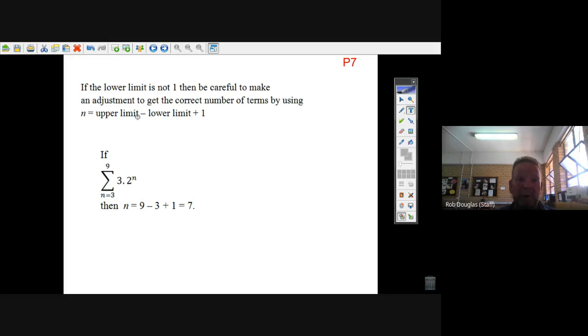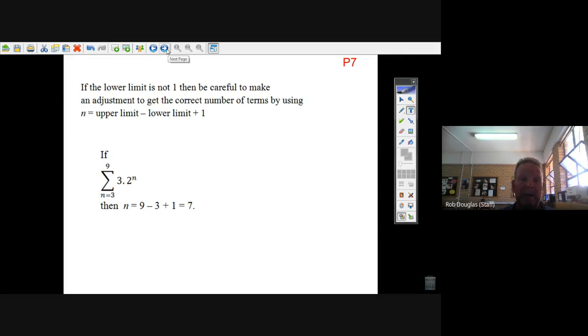But if it starts with a number that's not equal to 1, you've got to be careful. What you do is you go the top number minus the bottom number and always add 1, and you'll always get the right answer. So n for this summation is 9 minus 3 plus 1. It's better than counting on your fingers, going like, well, there's 3 and there's 4 and there's 5 and there's 6, 7, 8, 9. Well, that's 7. You just have to go top minus bottom and add 1. That's how you figure out how many terms are in the sum.